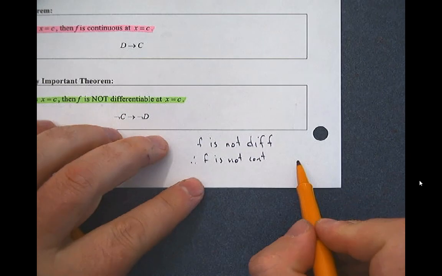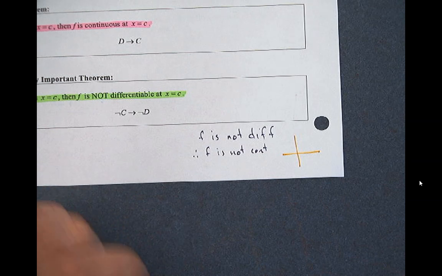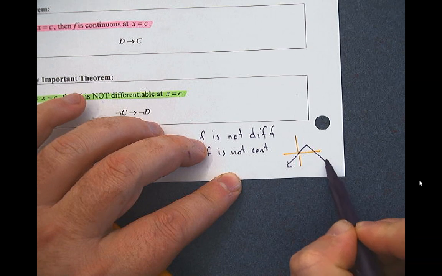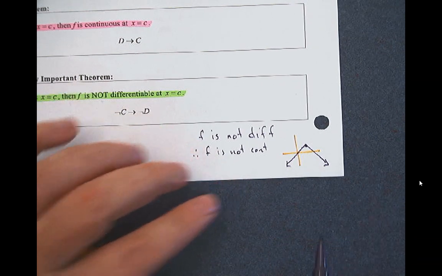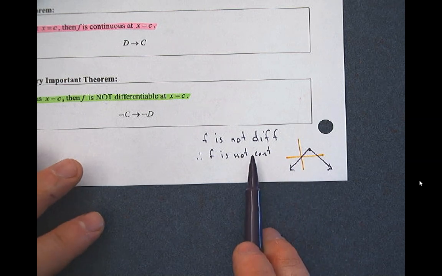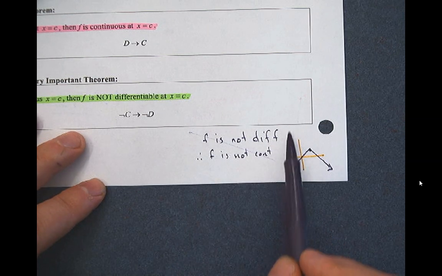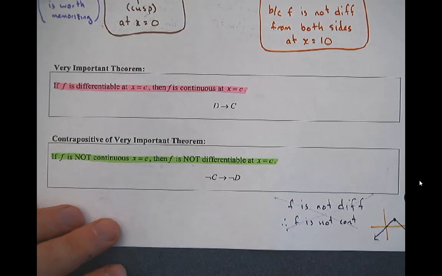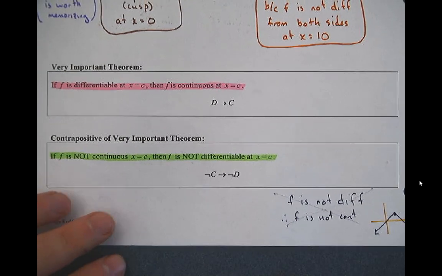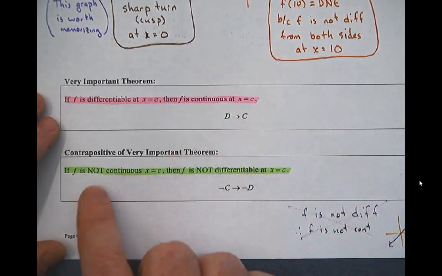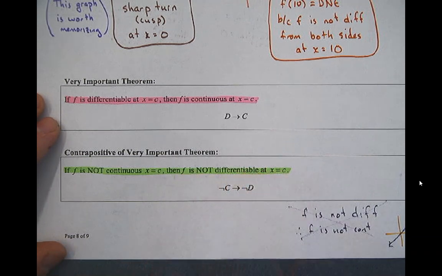Here's a picture. My function goes like that. Here is f differentiable? No, f is not differentiable because we have a sharp turn. But is f continuous? Yes. So this is not true. That's what we call maybe the inverse, or no, this is the contrapositive. Anyway, the contrapositive says the reverse though. If f is not continuous, then it's automatically not differentiable.